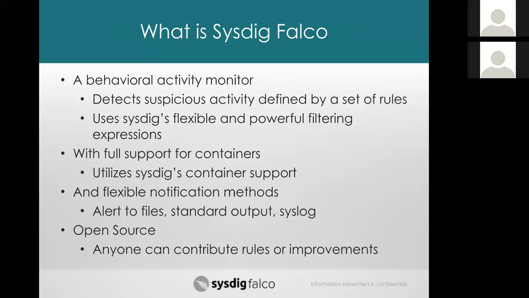Falco has a bunch of flexible notification methods. When you detect this suspicious activity, you can send alerts to files, to standard output, or write to syslog, so you have a lot of channels to pass these alerts on to. And it's open source, so anybody can contribute new rules, you can make improvements to the software, and you can see how everything works, so all the great things that open source provides, just like Sysdig.